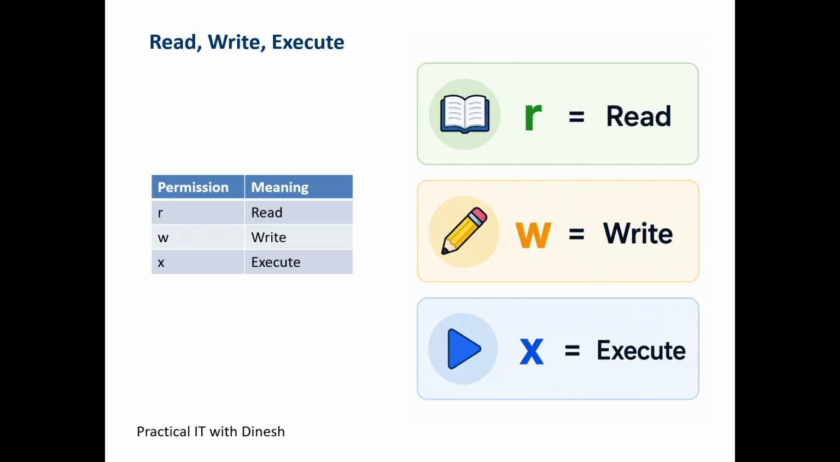For example, think of a recipe book. Read means you can read the recipe. Write means you can edit the recipe. Execute means you can actually run the instructions.